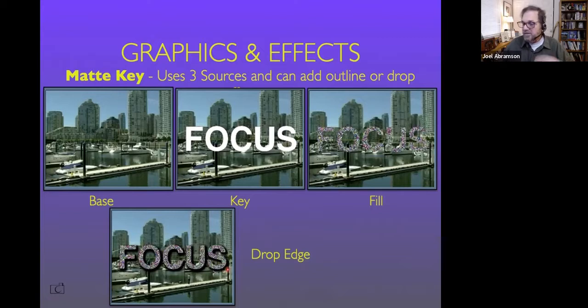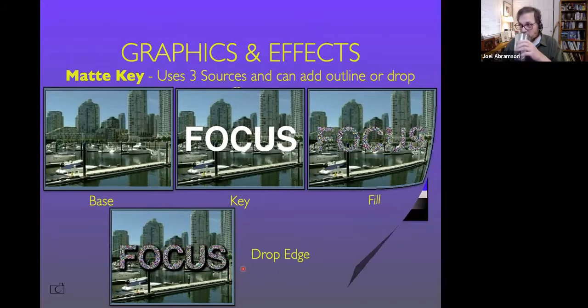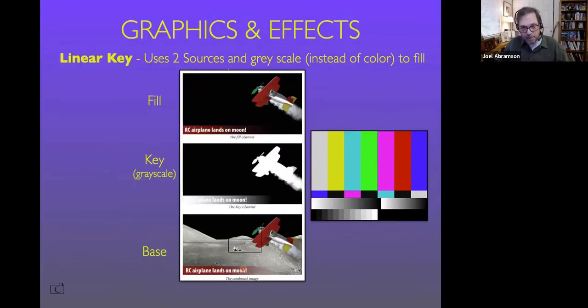And then as things went on, we came up with a problem where maybe we wanted to key something over our base picture, and our key source had color, right? And we wanted to maintain the color in our key source. So our next key is a linear key. And it uses 2 sources and a grayscale instead of color for filling.